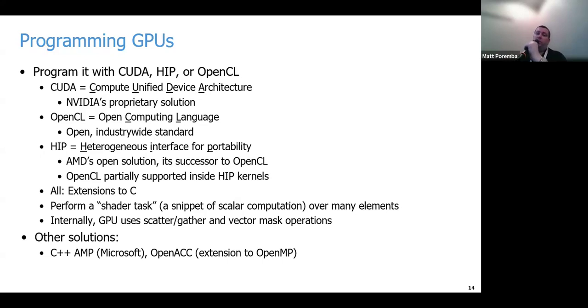And they're doing this by performing what we call a shader task, which is a snippet of scalar computation over many elements. Internally, GPUs will do this by adding support for things like scatter-gather and vector mask operations. By the way, there are other solutions like Microsoft's C++ AMP and OpenACC, which extends OpenMP for GPUs. You may also use those if you want, but I don't think they're supported in gem5.